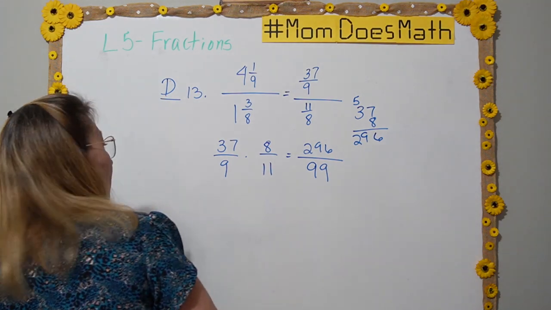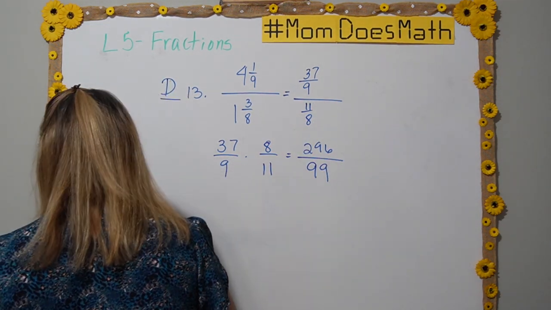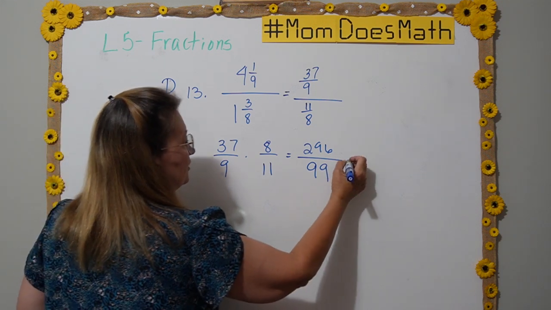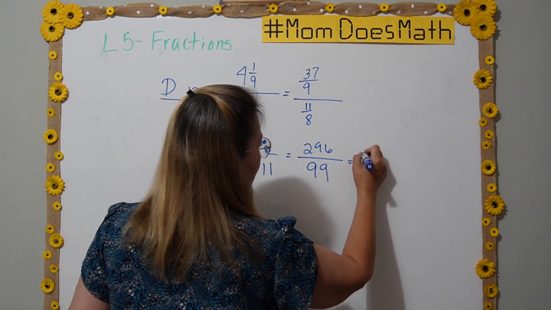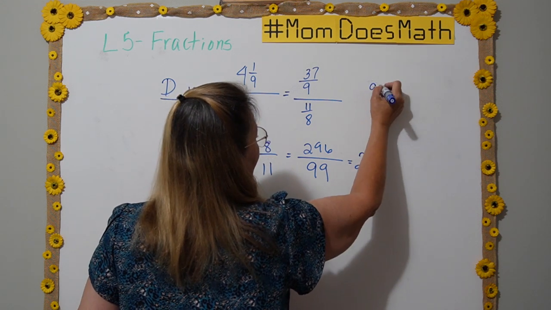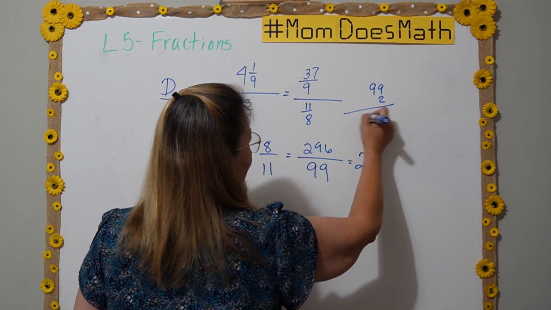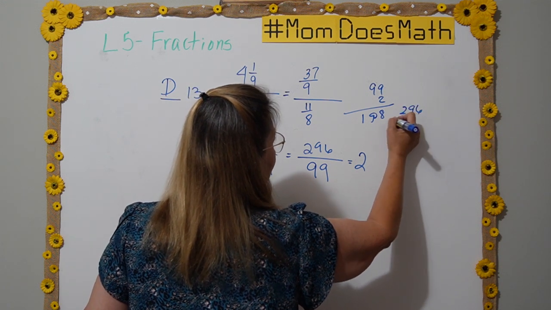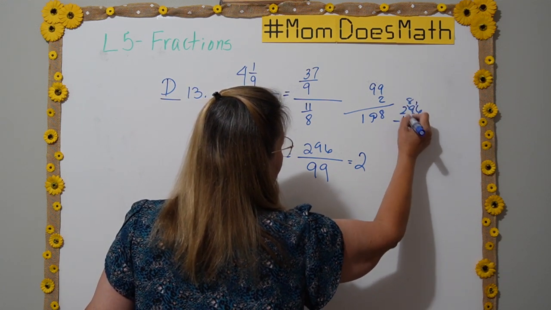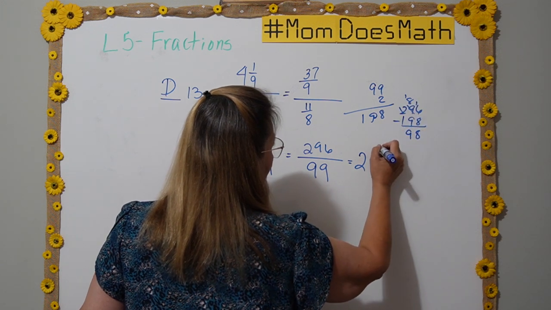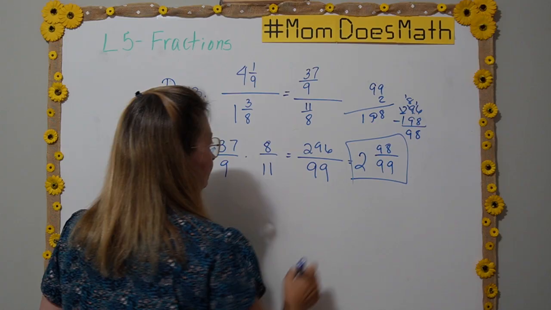So our only option here, if we don't like the way that it looks, is to change it to a mixed number. So how many times will 99 go into 296? Well, it'll go in there 2 times. 99 times 2 is 198. And 296 minus 198 is 98. That's going to be 2, and then you'll have 98 left over 99.